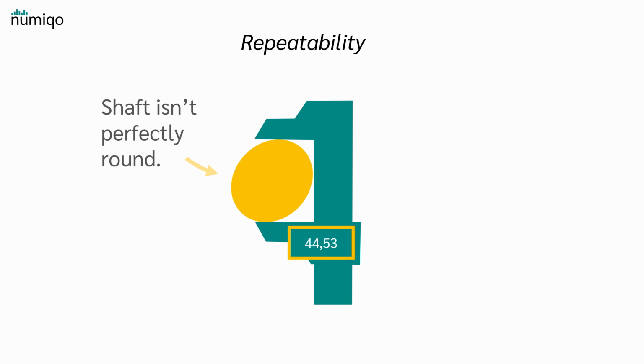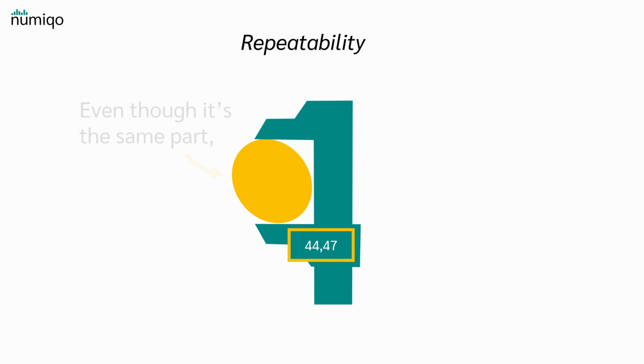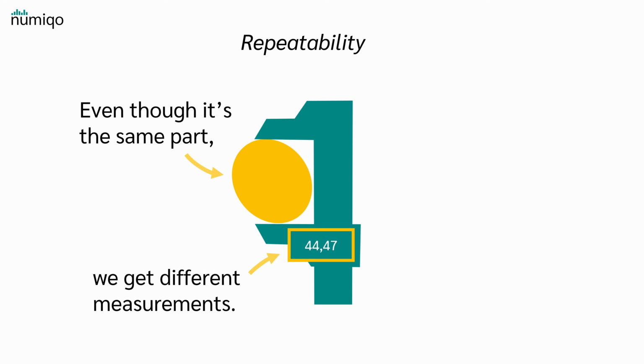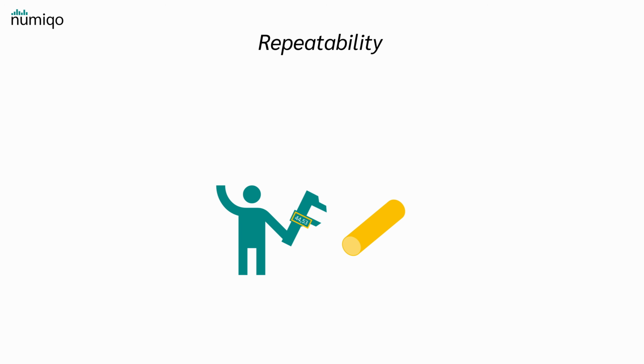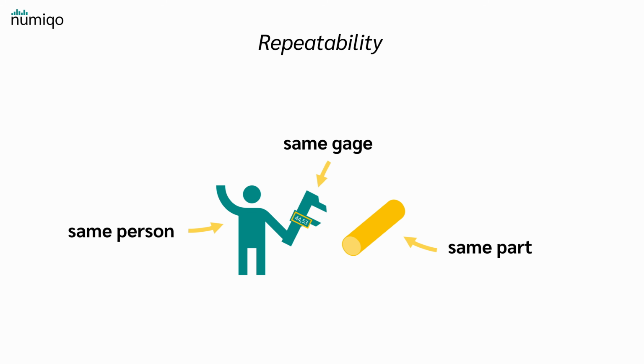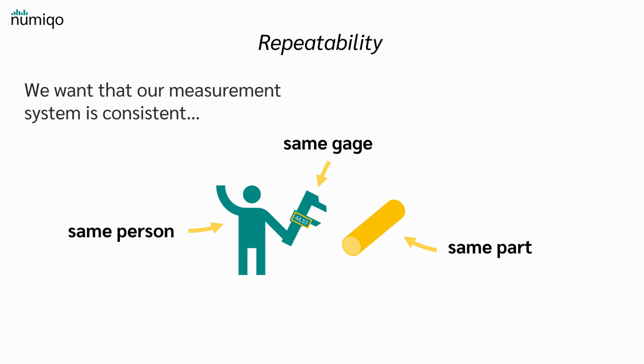In theory, all variation should come from the gauge. However, if for example the shaft isn't perfectly round and we measure at slightly different locations each time, then even though it's the same part, we get different measurements. So some of the observed variation will come from the part itself. So repeatability tells us how much variation we see when the same person measures the same part with the same gauge multiple times. And of course, we want our measurement system to be consistent when the same operator with the same gauge measures the same part repeatedly.